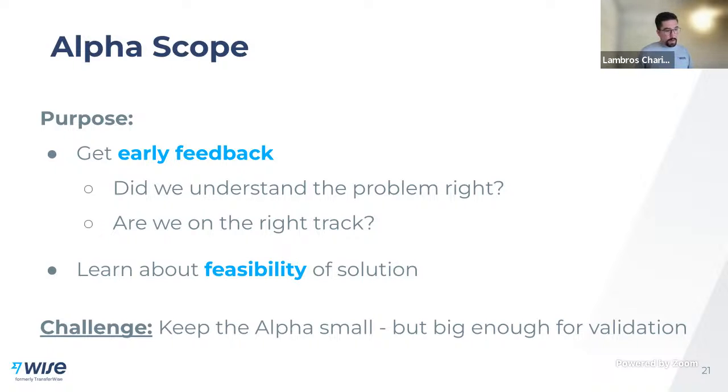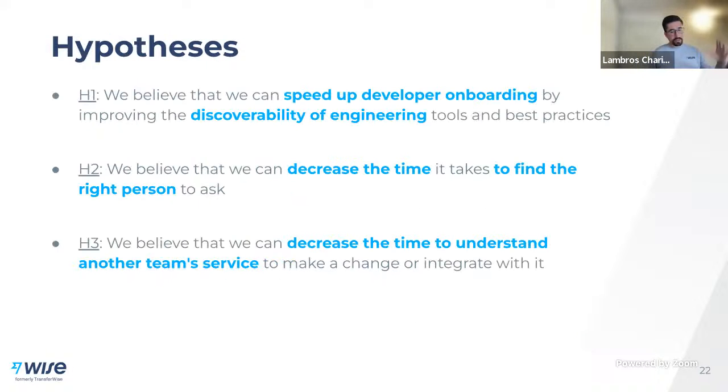Is it cost effective? This is, I guess, the biggest challenge at this stage: you want to keep that alpha very small to get early feedback, but you also want to have it big enough to help you with the validation of the problem. That's difficult, to make this trade-off. What helps you, I think, is defining hypotheses.